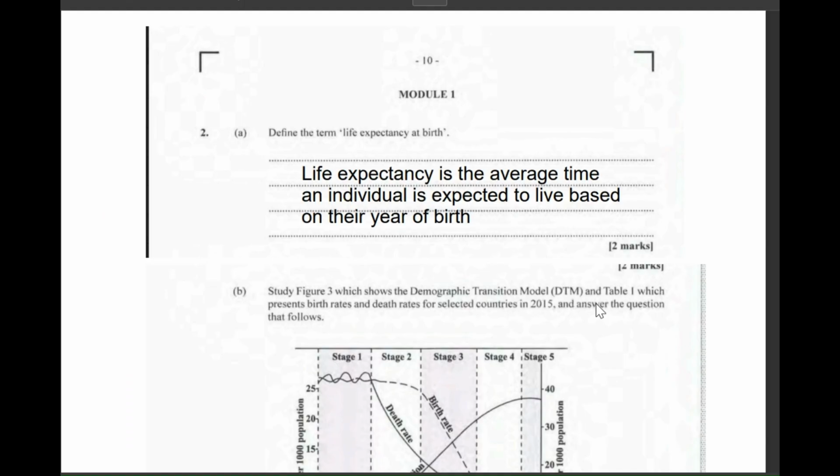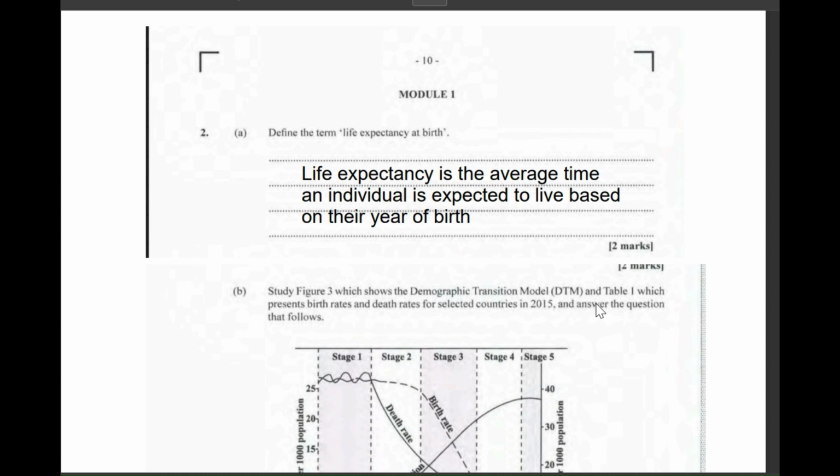Guys, for this video, we're going to look at question number 2, and question number 2 looks at Module 1. Part A to the question asks that we define the term life expectancy at birth. Now, life expectancy is the average time an individual is expected to live based on their year of birth. Life expectancy may also be dependent on gender, economic disposition of the country, access to proper health care, and individual lifestyle. Life expectancy is usually higher in the MDCs than in the LDCs. Asian countries have recorded the highest life expectancy rates, and females also have a higher life expectancy rate than males.